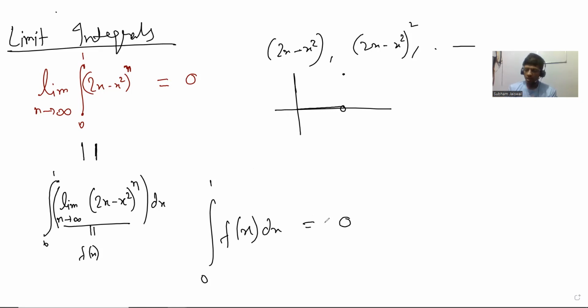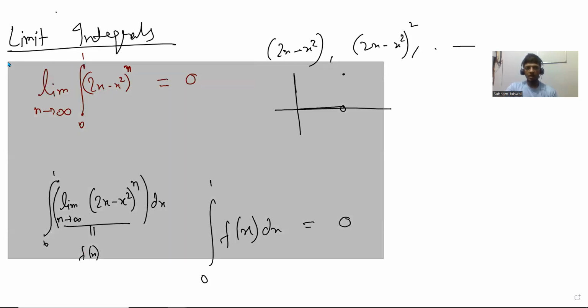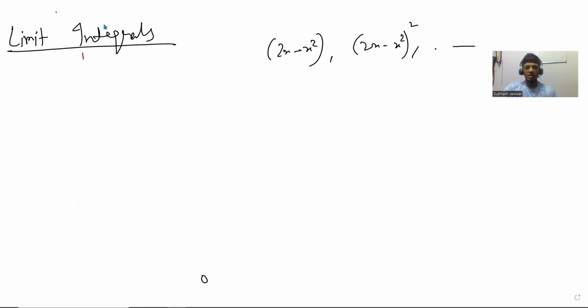So basically, this question is saying: explain why you can exchange the limit and the integral. You understand, right? Otherwise, there's nothing to do after that. So it's about explaining why you can exchange the limit and the integral. So that I'll just present as a general thing.